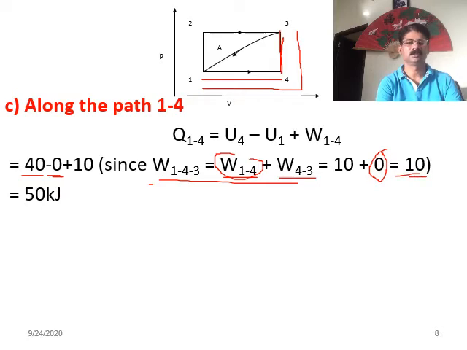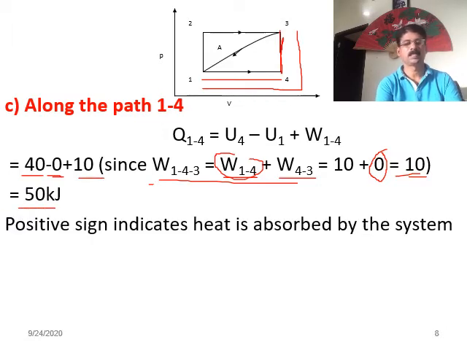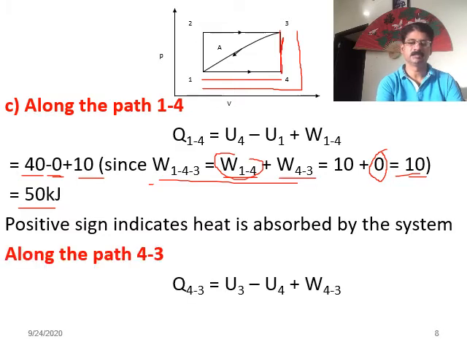W14 becomes 10. Now if you substitute that 10 here, you will get Q14 is equal to 50 kilojoules. Now the positive sign indicates that heat is absorbed by the system. Now coming to path 4-3, Q43 is equal to U3 minus U4 plus W43.